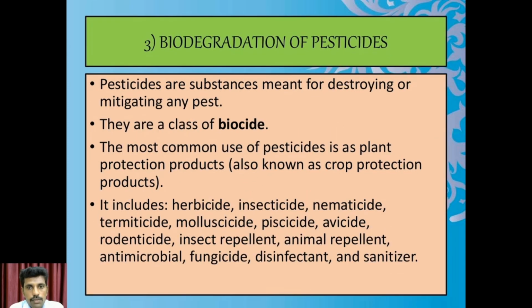Next one, pesticides. Pesticides are substances that are meant to control pests. Normally pesticides, which control pests, are a class of biocide. It's a product for plant protection, also called crop protection. It includes herbicides, insecticides, nematicides, avicides, rodenticides, animal repellents, antimicrobials, fungicides, and disinfectants.